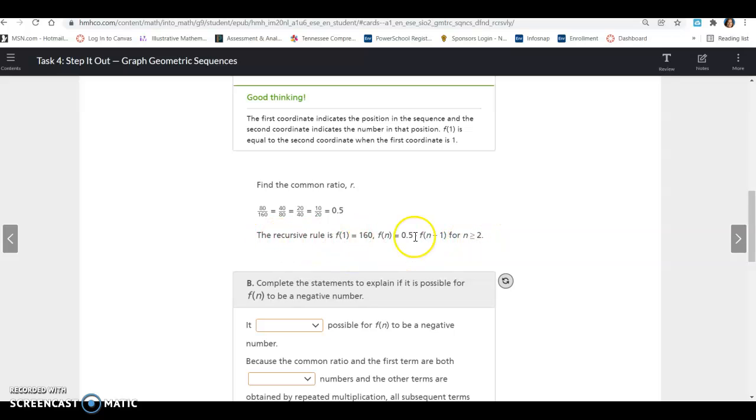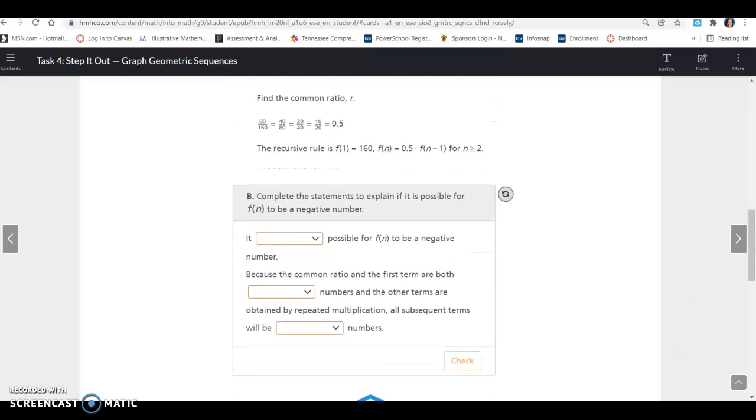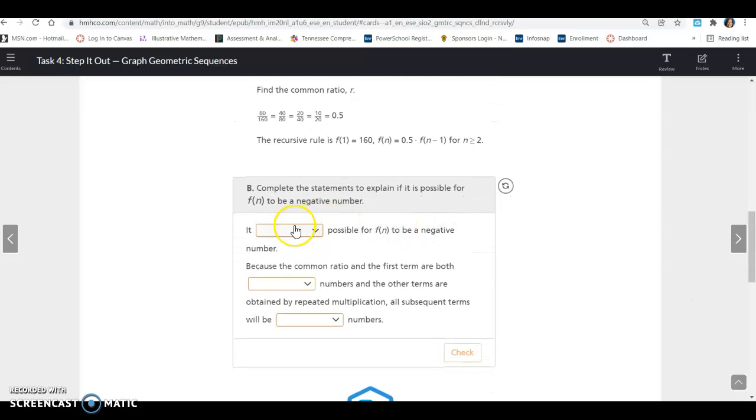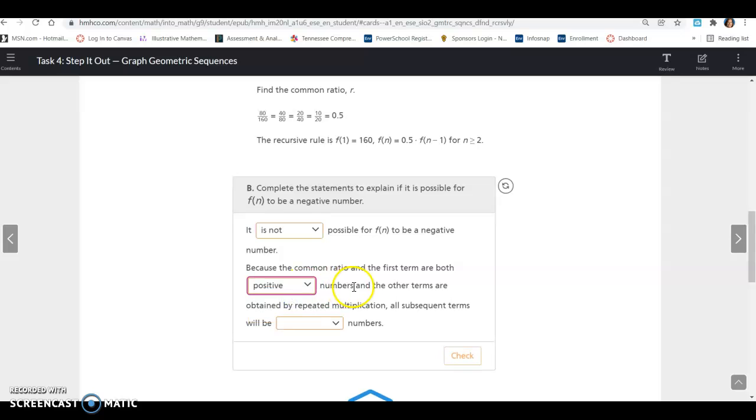So this would be your recursive rule. Not too difficult, just looking at the graph to find that. All right, so complete the statements to explain if it is possible for f of n to be a negative number. It is not possible for f of n to be a negative number because the common ratio and the first term are both positive numbers. You can see that 80 divided by 160 is positive.